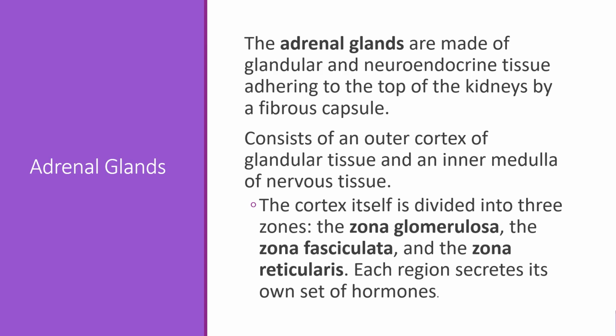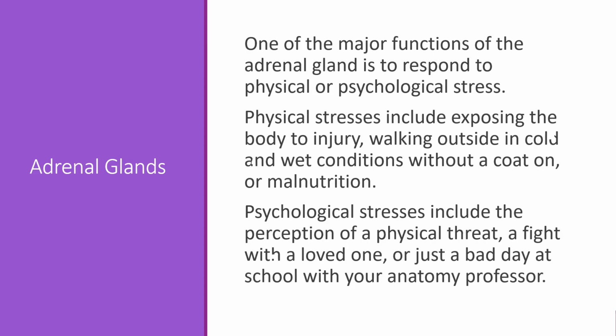So the outer part is called the cortex. Cortex means bark, like the bark of a tree. It's made of glandular tissue, and the inner medullary area is made of nervous tissue. The cortex is divided into three zones: the glomerulosa, the fasciculata, I have a hard time saying that, and the reticularis. Each region is going to secrete its own set of hormones.